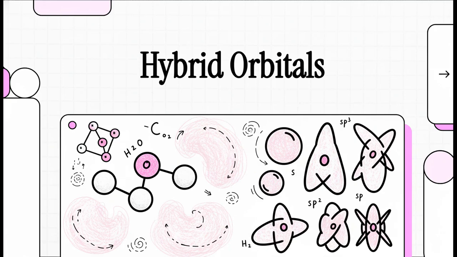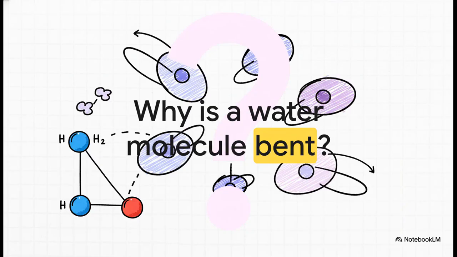All right, let's dive right into one of the coolest ideas in chemistry, hybrid orbitals. We're going to uncover the secret shapes that literally define the world around us. And it all starts with a super simple question about a molecule you see, well, every single day. So why is water, H2O, bent? That classic V shape.